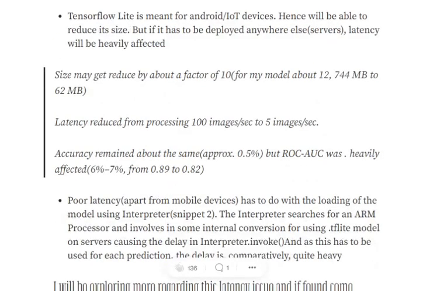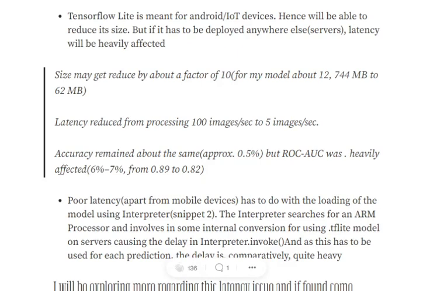Also, the accuracy has remained almost the same, with a change of 0.5 percentage points, but the ROC AUC took a very heavy hit. It went down from 0.89 to 0.82. So as you can see, the ROC AUC value has reduced a lot, but for the new reduced model, the accuracy remains the same.